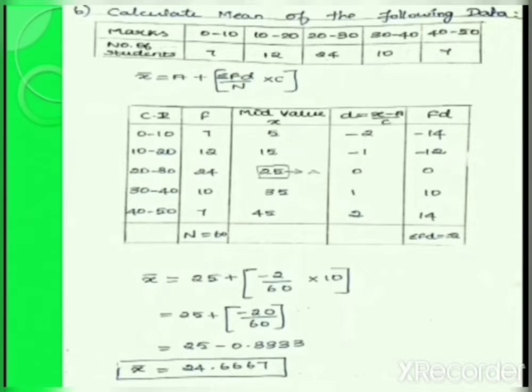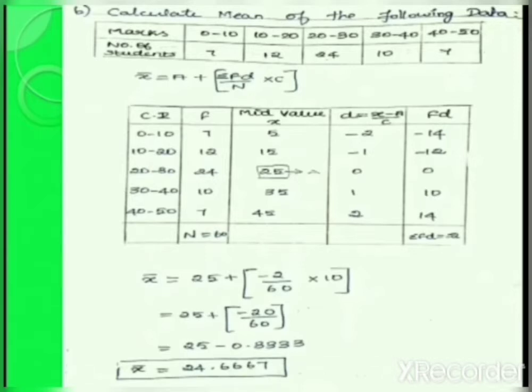And then our fourth mid value X is 35. So 35 minus our assumed mean 25 is 10. 10 divided by our class limit 10. So 10 by 10 is equal to 1. And the last mid value is 45. So 45 minus assumed mean A, 25, is equal to 20. 20 divided by our class limit 10. So 20 divided by 10 is equal to 2. So these are our D values.